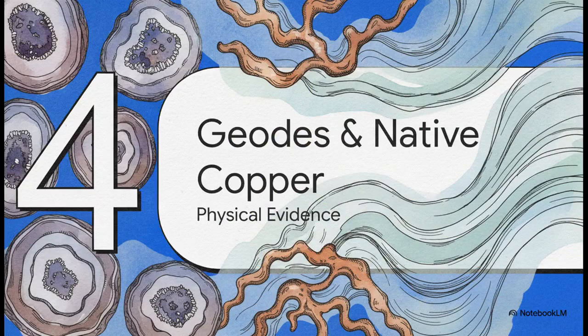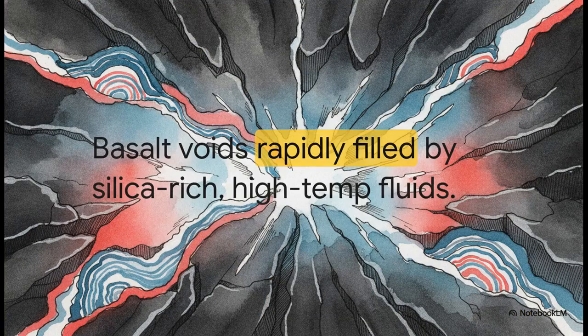All right, Section 4, geodes and native copper. Let's look at the physical evidence. So, what physical evidence does the framework claim was left behind? Well, the author points directly to the American Midwest. Take the famous Lake Superior geodes. These are agates found in the cavities of basalt rock.